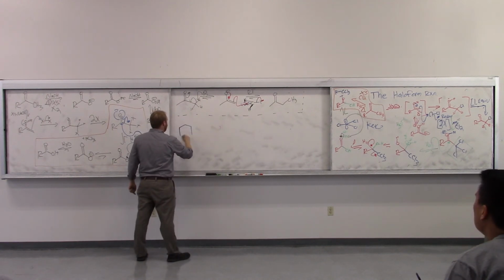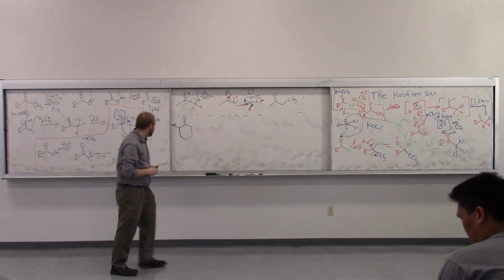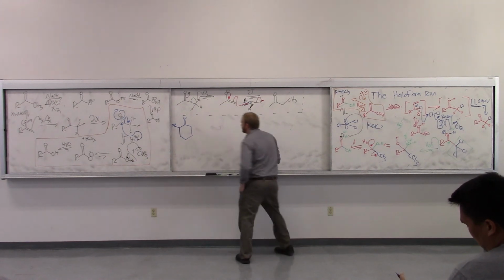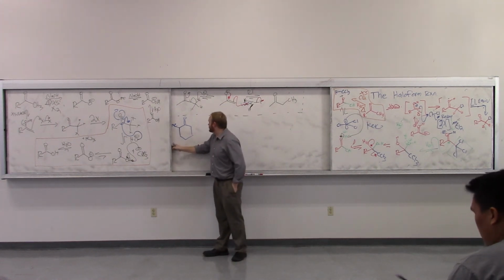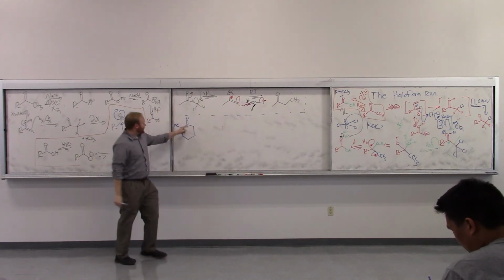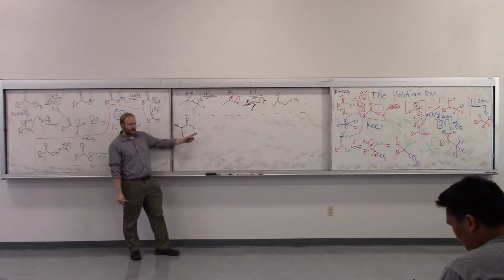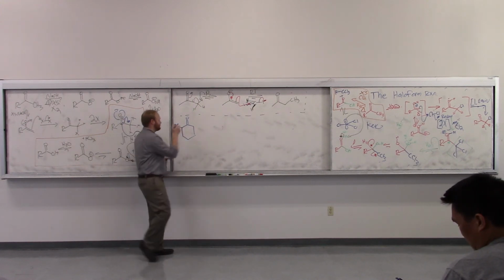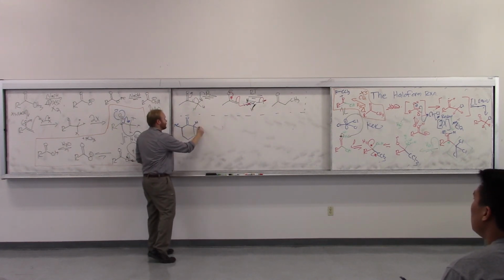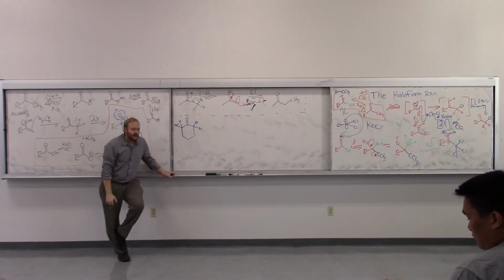So here's just a generic non-symmetrical ketone. It's a ketone that has one of the alpha carbons having two hydrogens, and the other alpha carbon having one hydrogen, and some kind of substitution, like an alkyl.